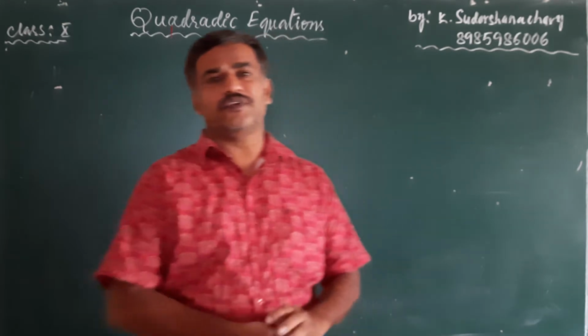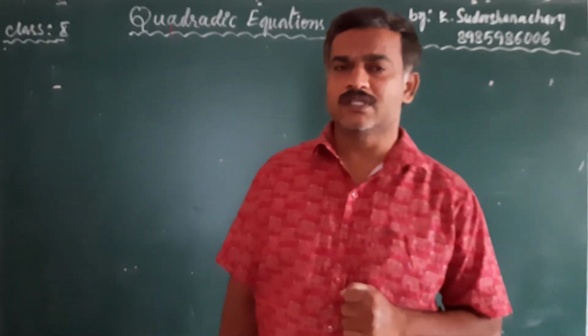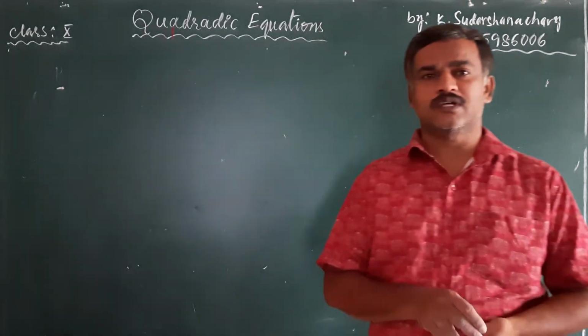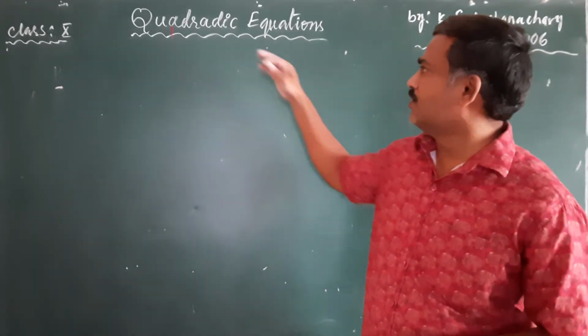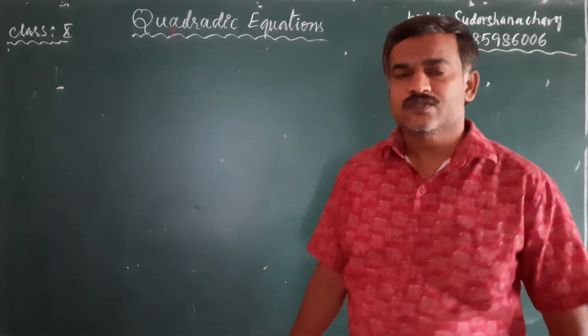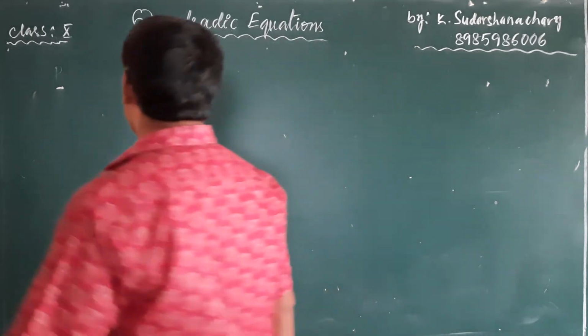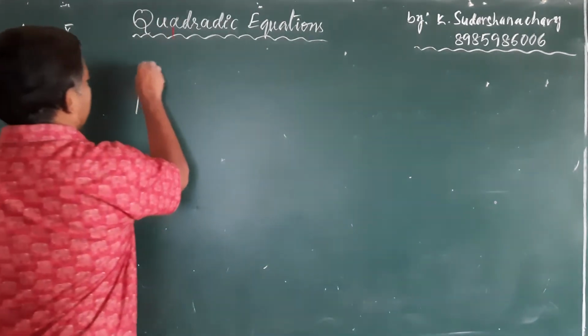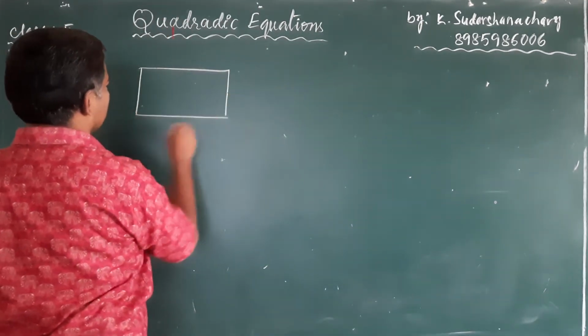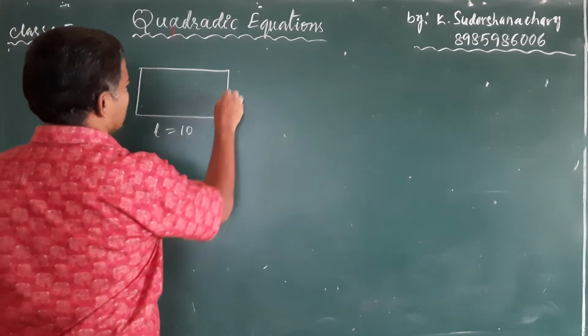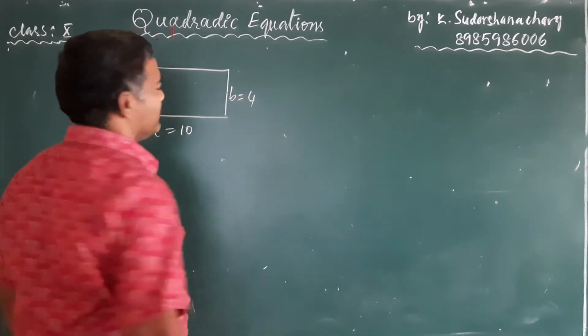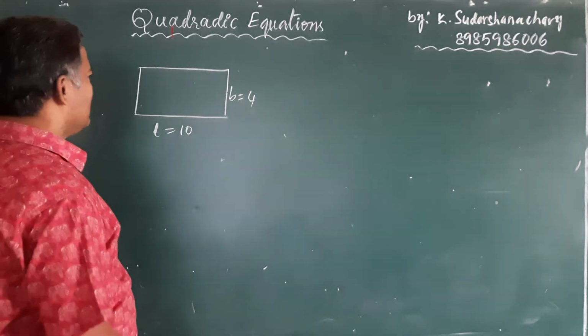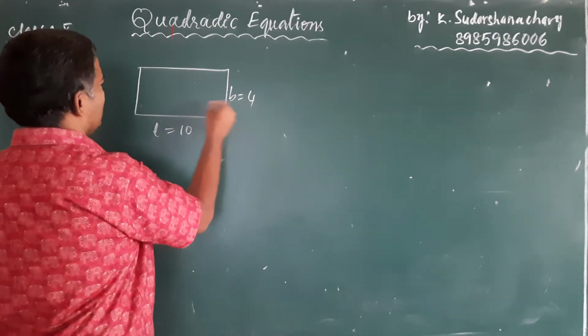Quadratic equation is a part of polynomials, children. Already you know the polynomial chapter. When we talk about the quadratic equation, first we have to see one example. Suppose a rectangular field has length 10 centimeters and breadth 4 centimeters. How can we find the area of this rectangle?